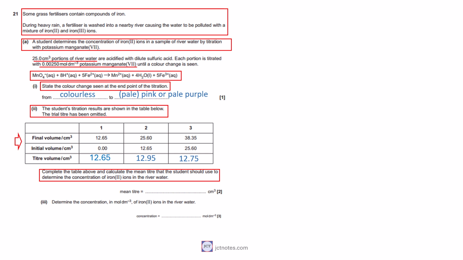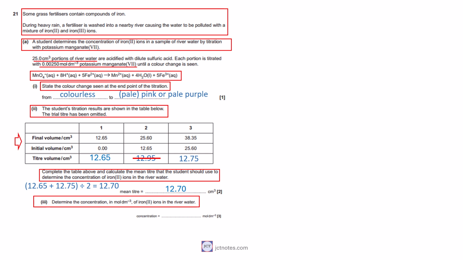Now, titers need to be concordant. That means you only use values that are close together, within 0.10 cubic centimeters of each other. In this case, titers 1 and 3 are concordant, so you ignore titer 2 when calculating the mean. The mean of titers 1 and 3 gives you a value of 12.70 cubic centimeters.